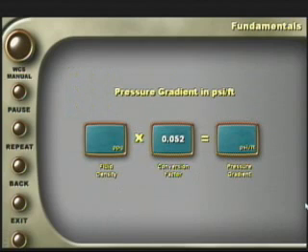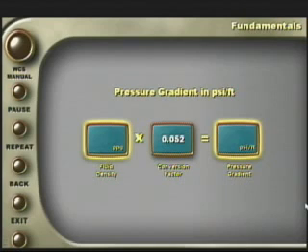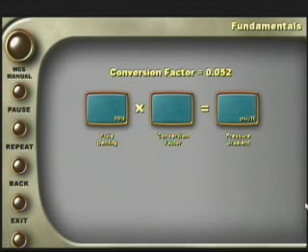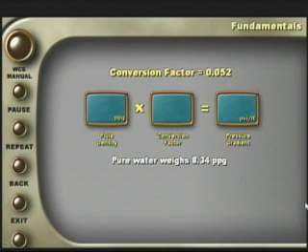To find a fluid's pressure gradient in psi per foot, we multiply the fluid's density in pounds per gallon, or ppg, by the conversion factor of 0.052. Let's calculate the pressure gradient for water. Pure water weighs 8.34 pounds per gallon. Out in the field, you'll be using a calculator to get the correct answer. To demonstrate your ability to perform calculations in this course, use your own calculator.